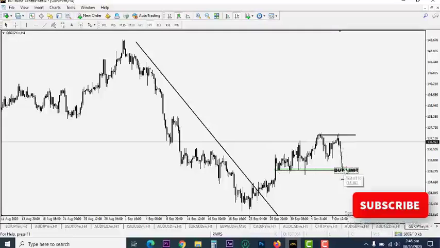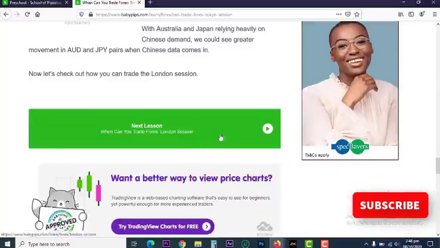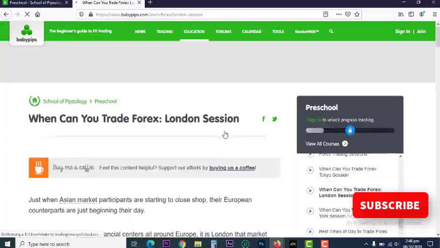So this is also what the market does: up, down, in a particular direction. So right now the trend has changed. The sellers are no longer in the market, but the buyers are. So that's how it is.